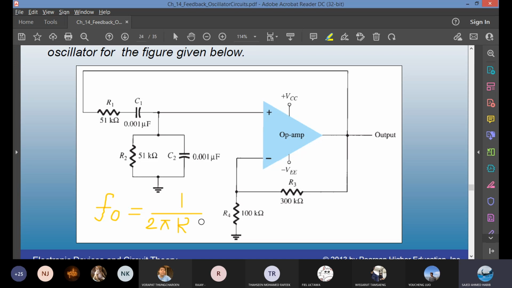Now please calculate the output frequency of this oscillator. This is a Wien bridge oscillator. Equals how much?